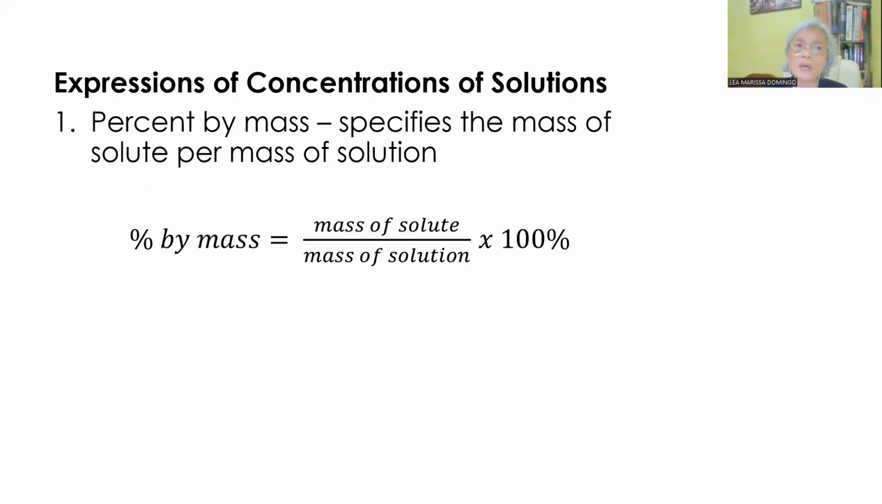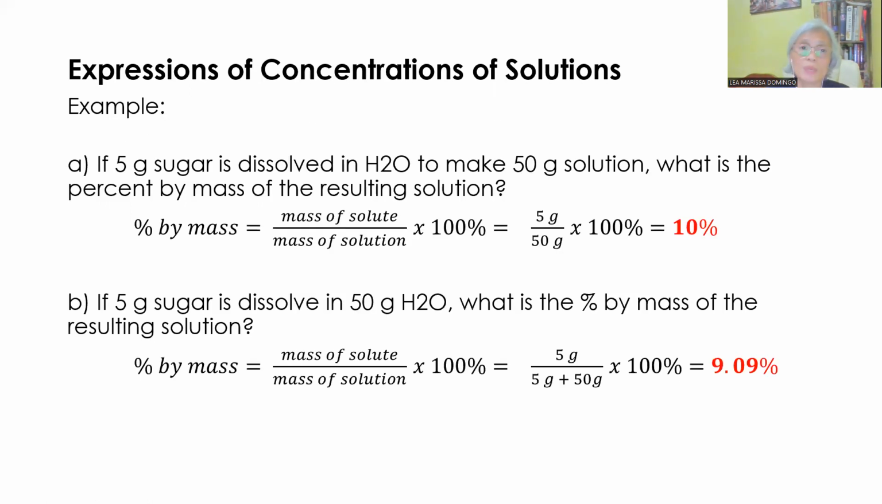Now, let's discuss the different expressions of concentration. So, parang may anim dito na expression. Number one is percent by mass, which specifies the mass of solute per mass of solution. So, mathematically, percent by mass is equal to the mass of solute divided by the mass of solution times 100%.